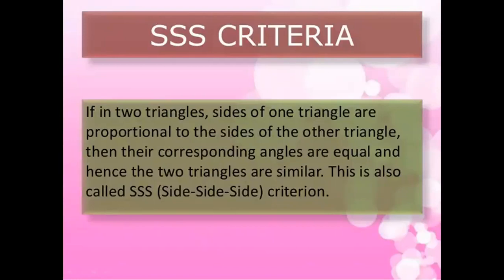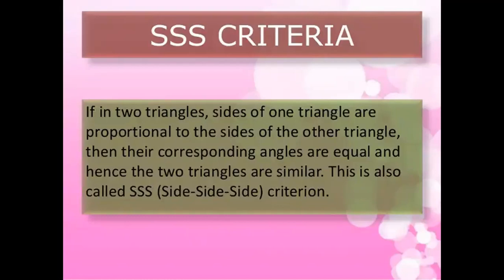If in two triangles, the sides of one triangle are proportional to the sides of the other triangle, then the corresponding angles are equal, and the two triangles are similar. This is also called the SSS criterion. So that means if we consider the angle, then that is AAA.